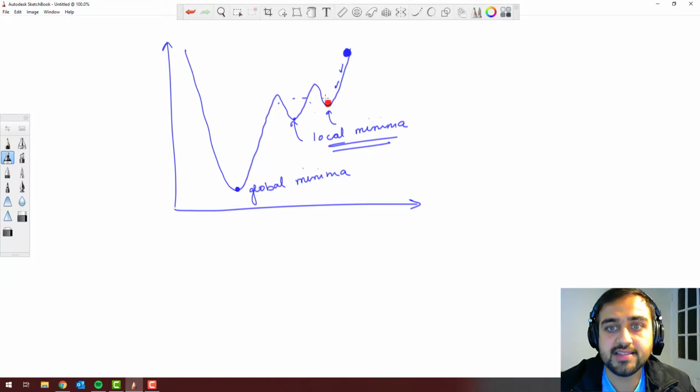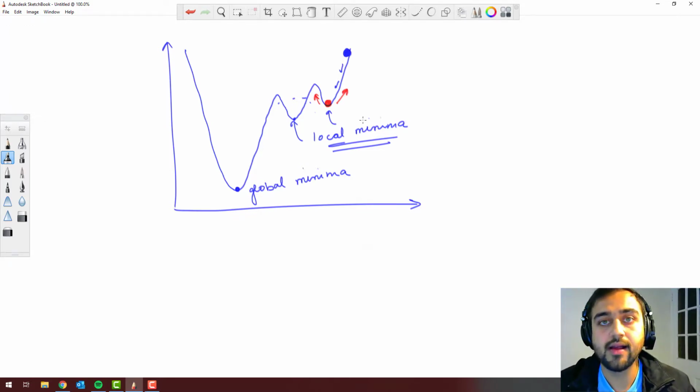After this, it sees that on both sides there is a steep increase in slope. So the algorithm would think that it has found the global minima, whereas it has just found a local minima, right? So in order to stop our algorithm from making this type of error, where it finds the local minima instead of the global minima, we introduce the concept of momentum.